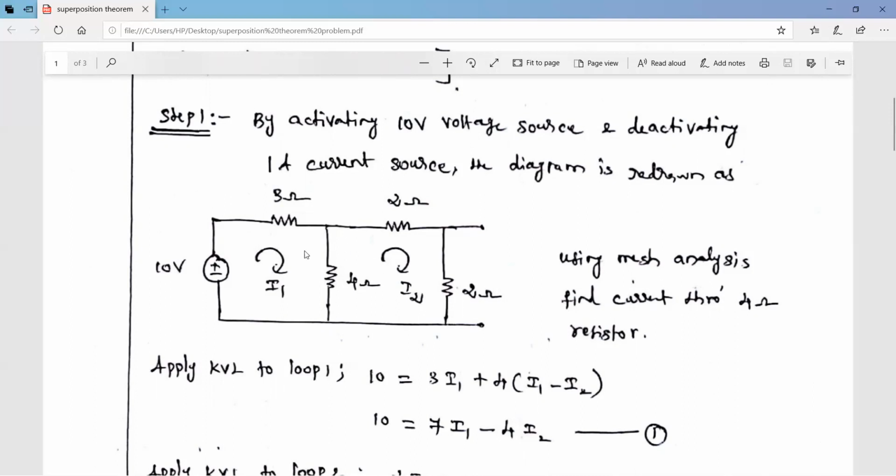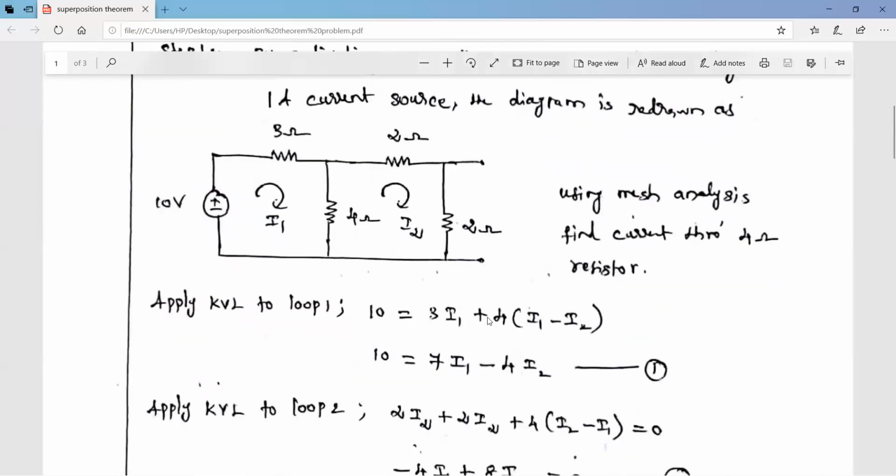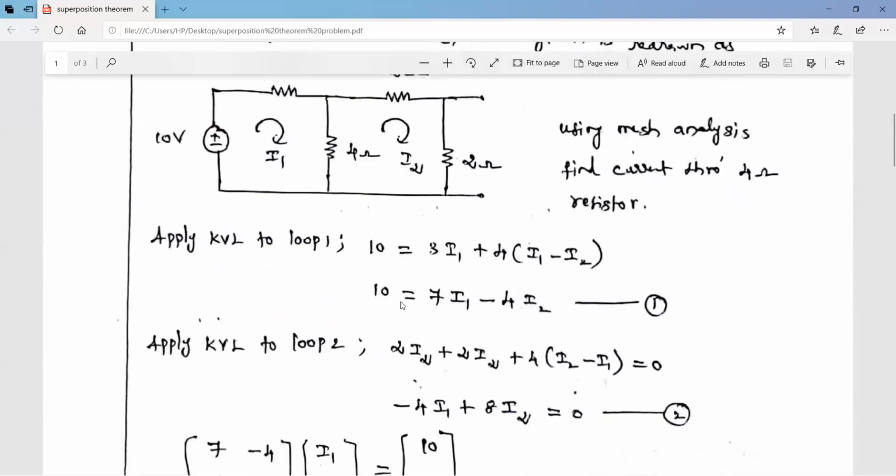So what is the KVL equation for the first loop? 10 equals 3 into I1 plus 4 into (I1 minus I2), since the currents I1 and I2 flow in opposite directions through the 4 ohm resistor. So that's why 10 equals 3 into I1 plus 4 into (I1 minus I2). Collecting the terms, we get the equation 10 equals 7 I1 minus 4 I2. So this is equation number 1.